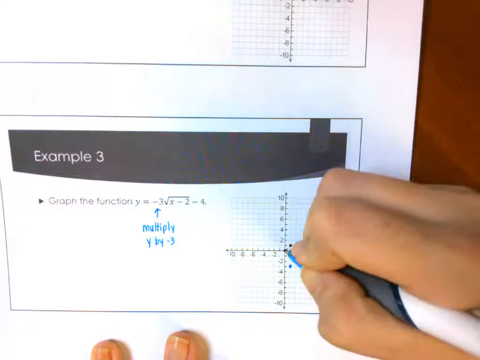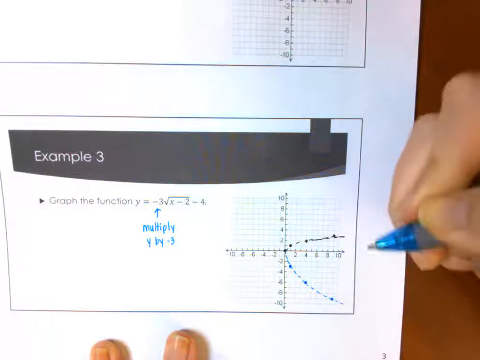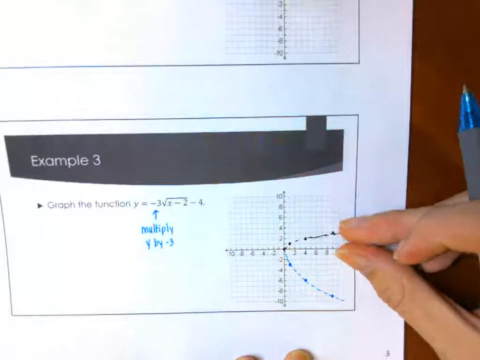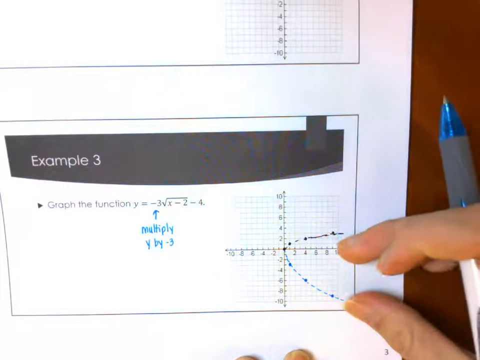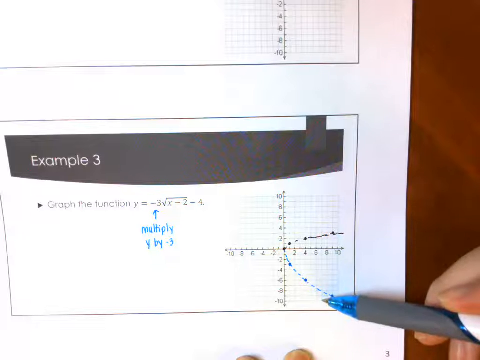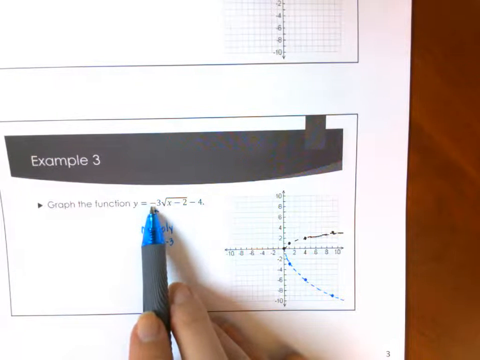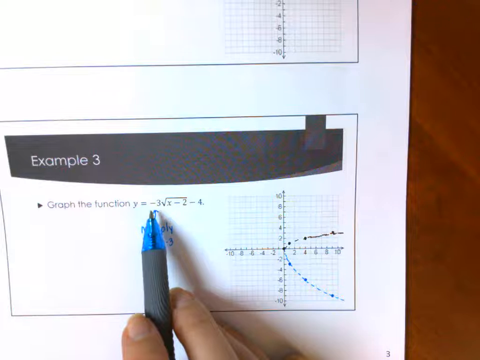So my graph, I'm still going to use dotted because it's not the final answer. Notice a couple of things happened. One, this graph grew. So it went from being this nice normal little guy to being super tall. The other thing that happened was that it reflected across the x-axis. That's because this is a negative. When this is a negative, just like we've seen before, that negative reflects it across the x-axis.